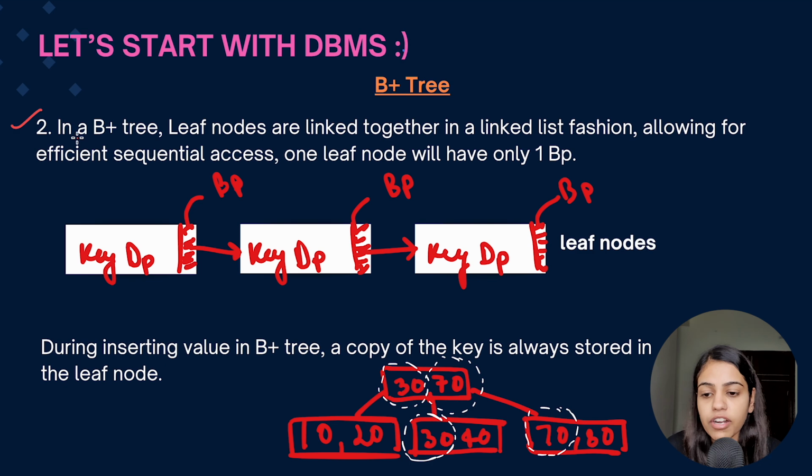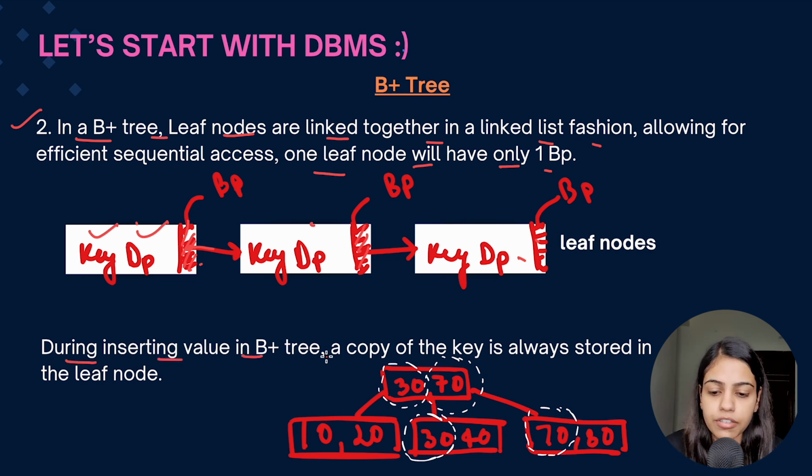Now coming to the next point, in a B plus tree leaf nodes are linked together in a linked list fashion, and they use the block pointer for the linking purpose. Each leaf node can have only one block pointer which contains the address to the next leaf node. This is how the leaf node looks: it has key, data pointer, and block pointer which addresses the next leaf node, following a linked list fashion.